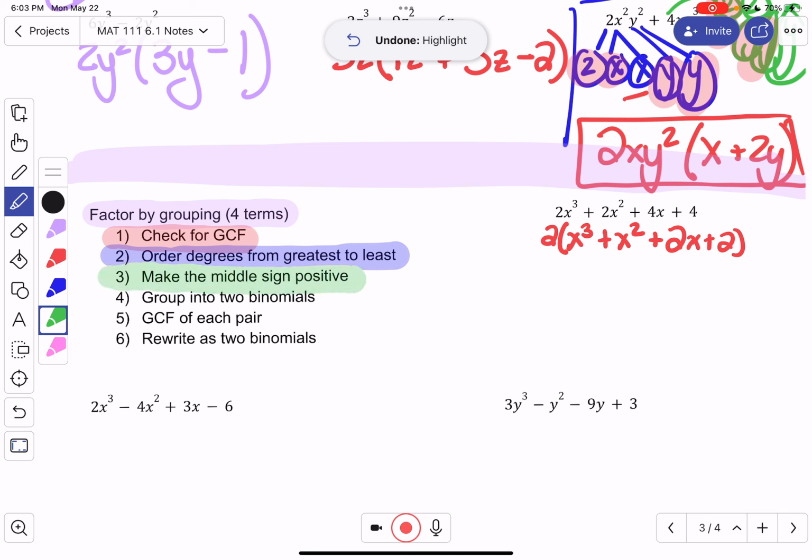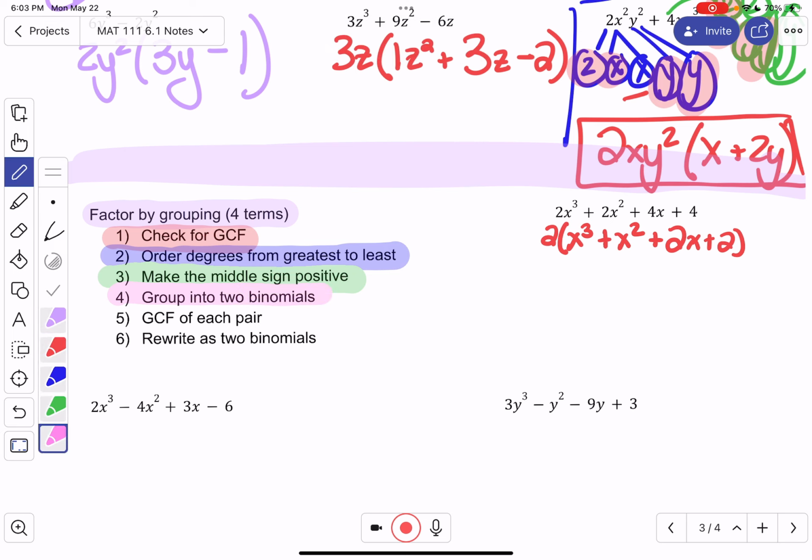Then we make sure the middle sign is positive. This middle operation, we want to make sure it's positive. I'll show you in a minute what to do if it's not. Now we're going to group it into 2 binomials. So we're going to put parentheses or brackets around the first 2 terms and the second 2 terms. Now we take the greatest common factor out of each of those pairs. So in this first pair, I can take out x squared, and I would be left with x plus 1. And in the second pair, I can take out 2, and I'm left with x plus 1, because 2x divided by 2 is x. 2 divided by 2 is 1.